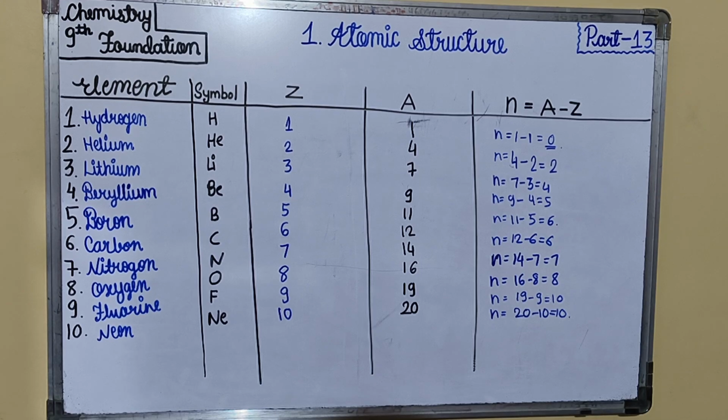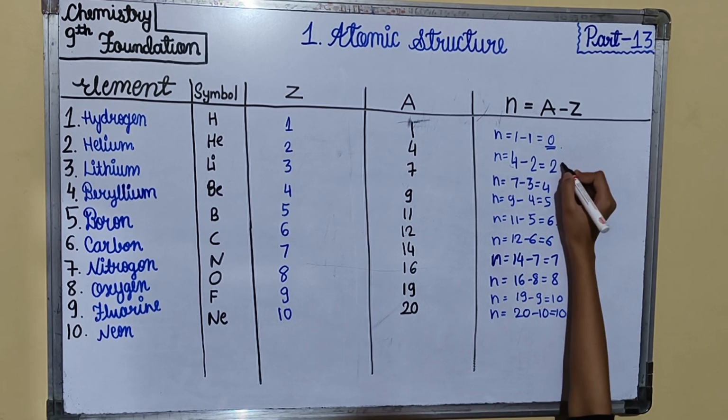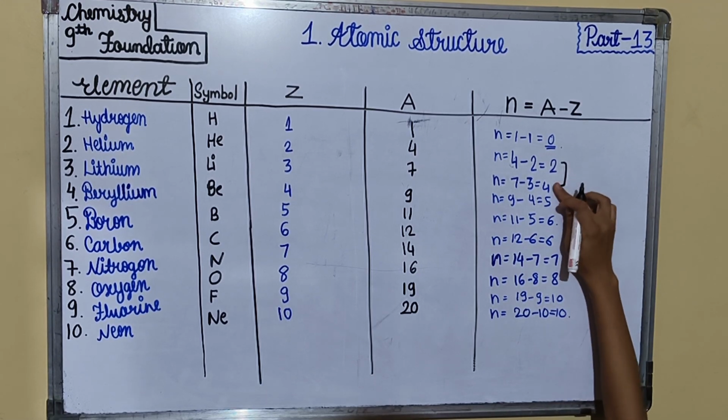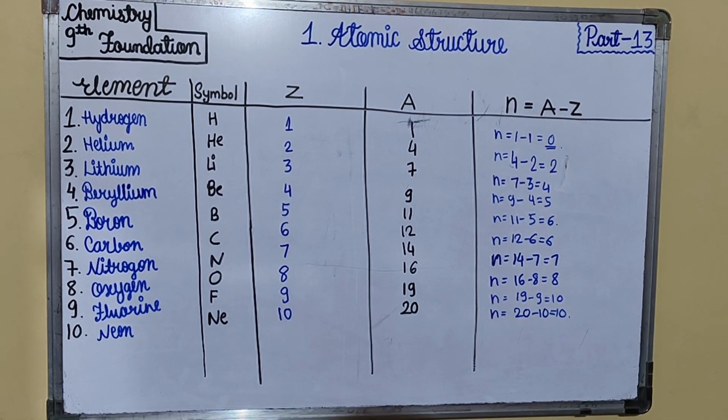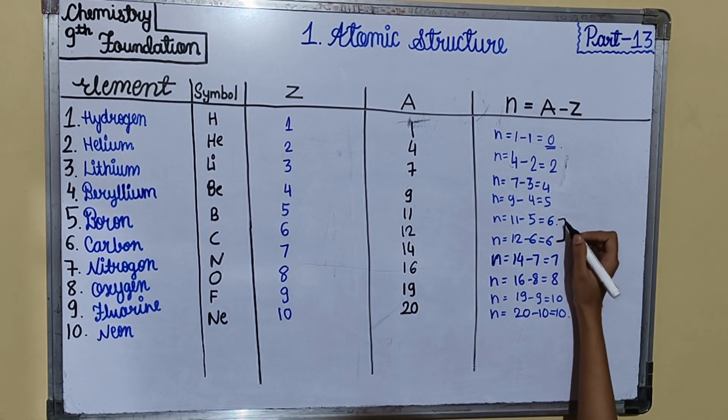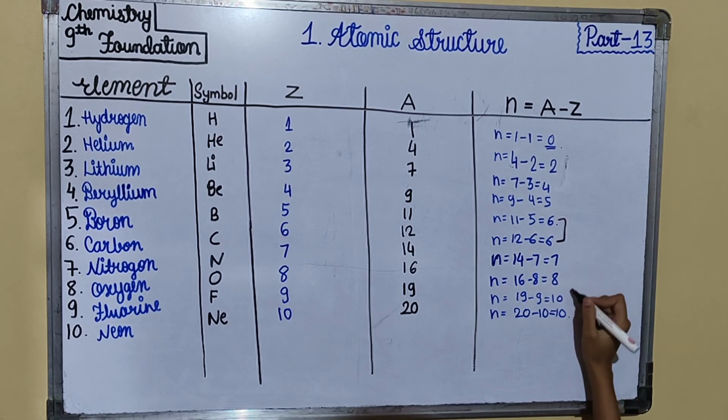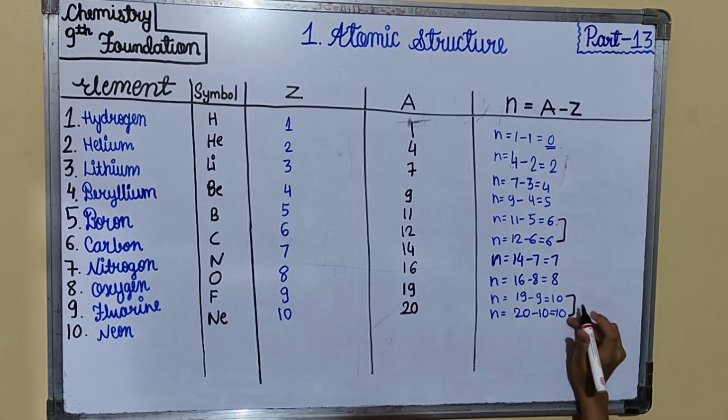Over here, the same pairs of neutrons are this 6 and 6, these are the same pairs, and 10 and 10. Remember these same pairs. According to this, we are going to learn a new concept in further parts of this chapter.